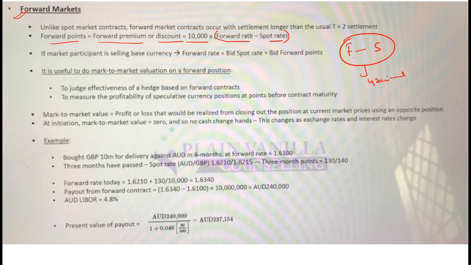Forward contracts generally have longer than T plus 2 settlement. The spot market has T plus 2 settlement, while forward contracts may have longer than T plus 2 settlement.